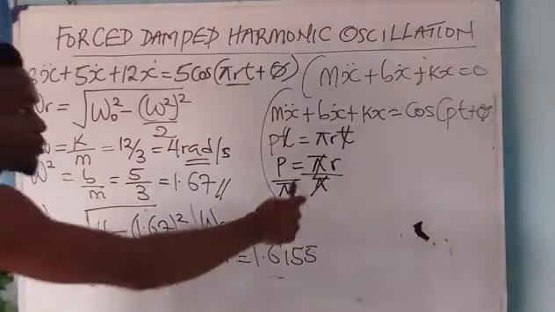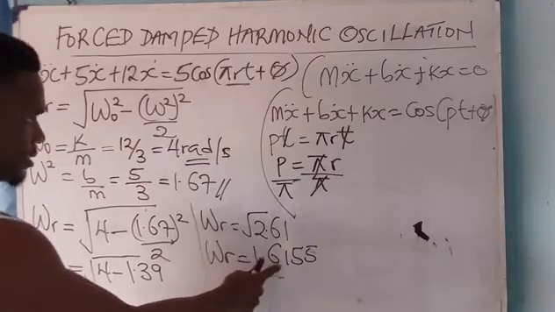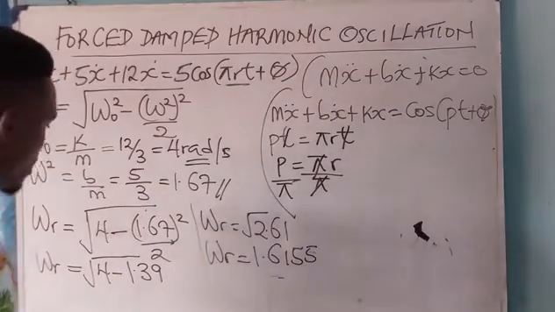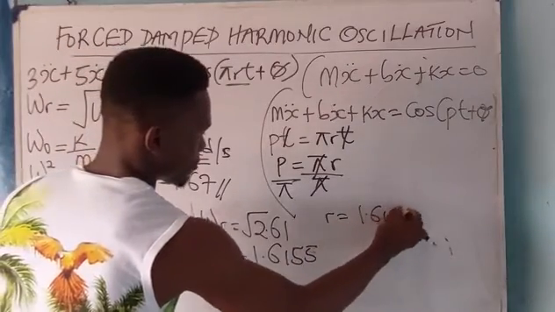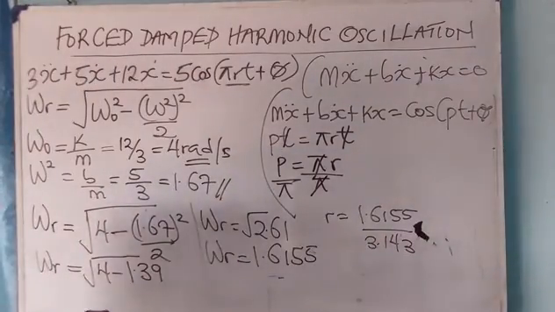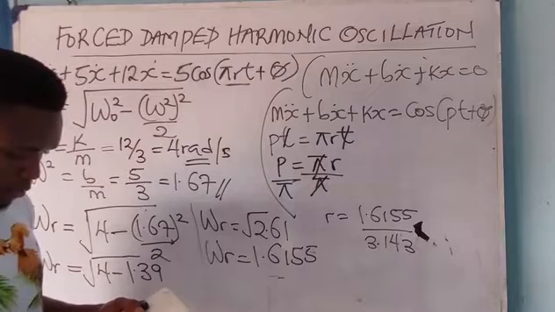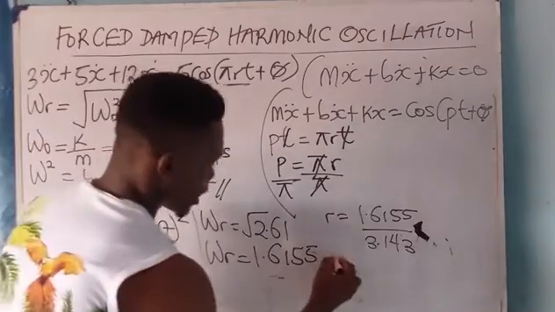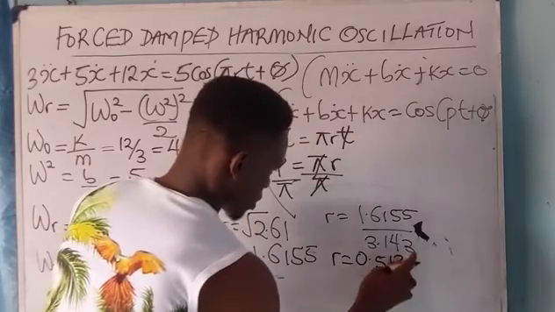They're asking us to look for the value of what? Arrow. Now I told us that if W arrow is this, it means that P is also 1.6155. Which means that the frequency now is equal to 1.6155 over 3.143. So let's divide 1.6155 by 3.143, which equals 0.514.